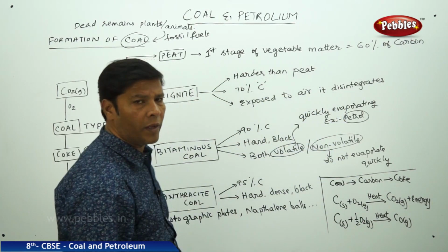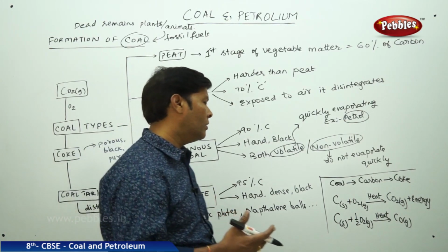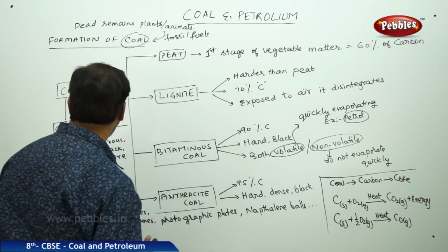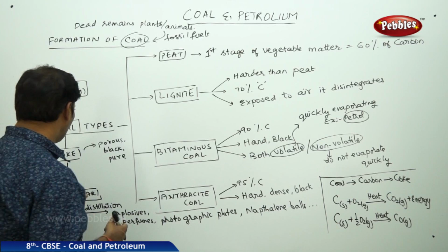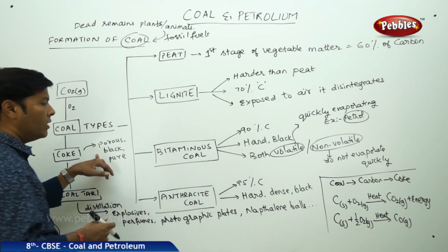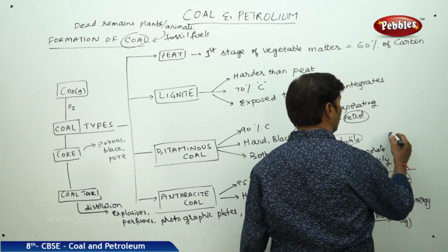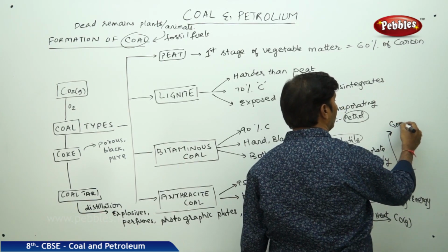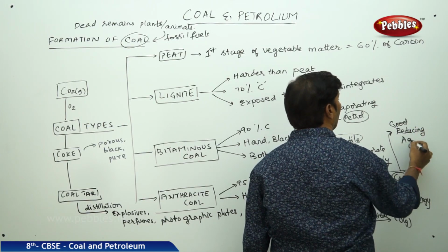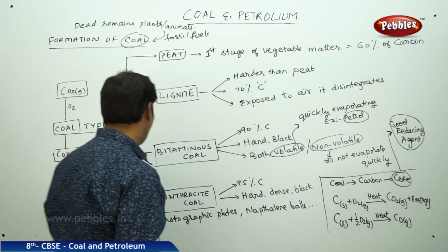Carbon monoxide burns with a blue flame. Carbon dioxide gives a lot of smoke. Carbon dioxide is a non-supporter of combustion, whereas carbon monoxide burns with a blue flame and has the highest calorific value. So the same coal contains coke. Coke is nothing but a good reducing agent. This coke in the form of carbon is a very good reducing agent, and it can reduce all the metal oxides to metals.